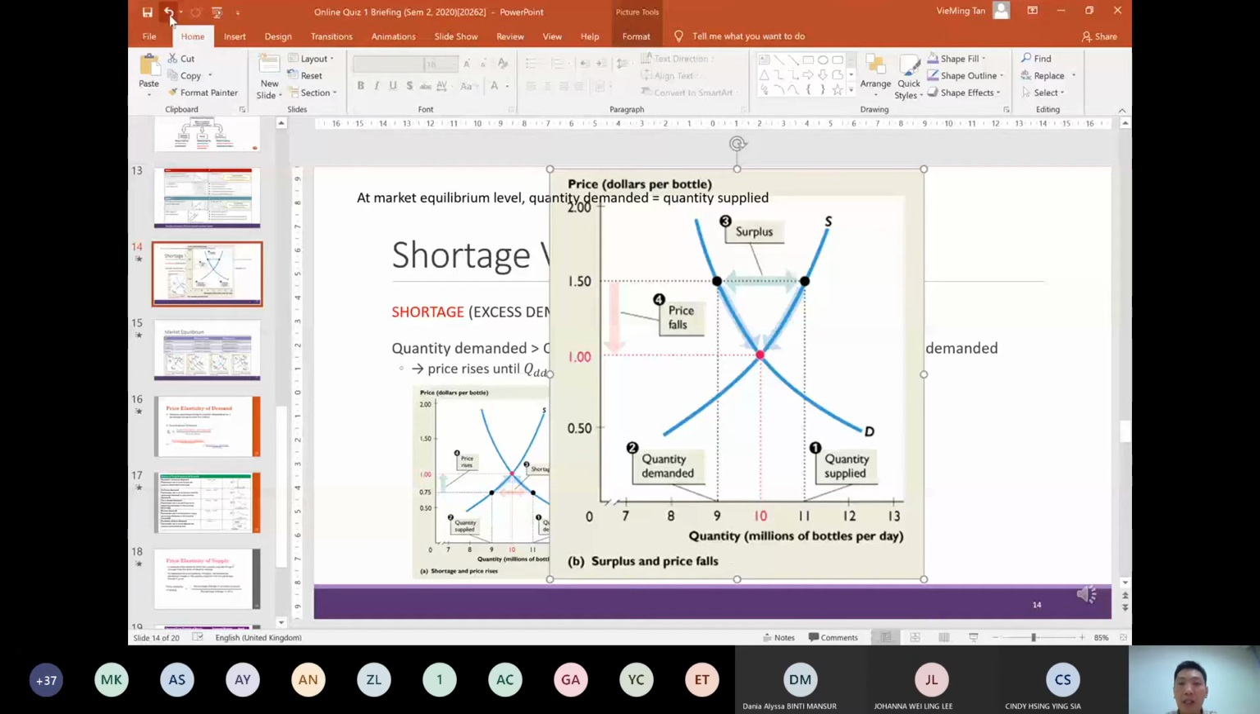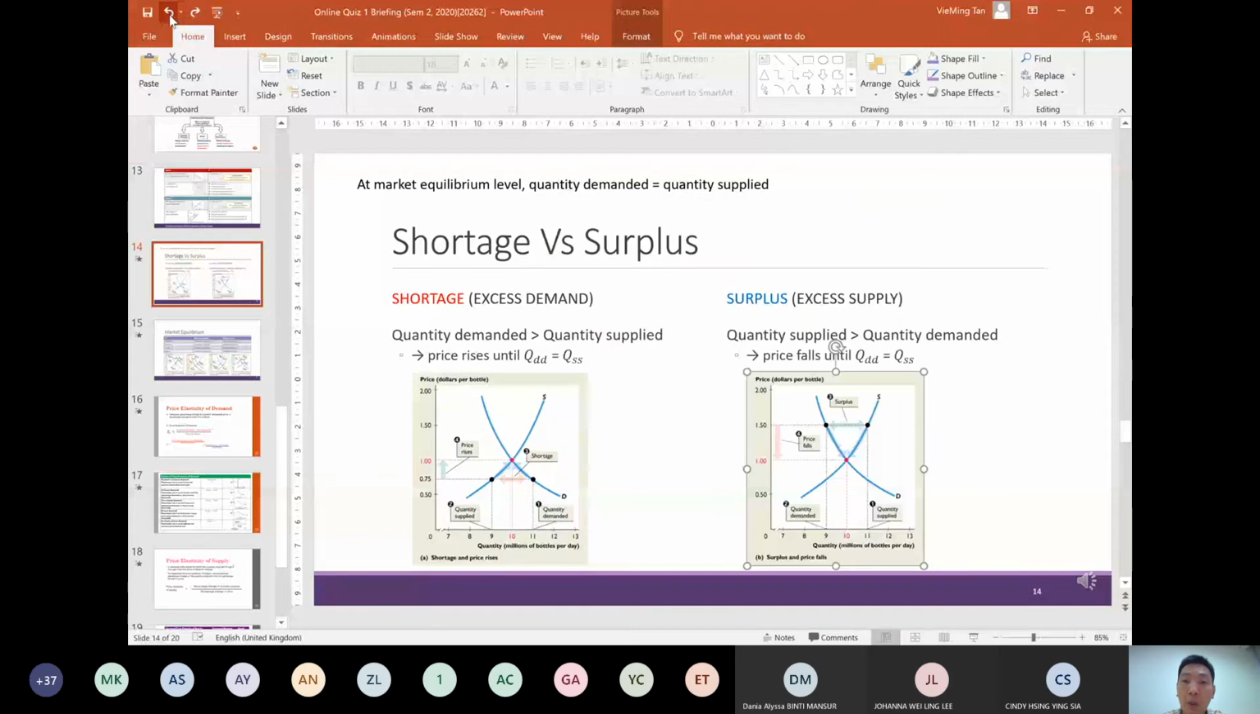For this slide, you have to understand the meaning of shortage and surplus, which have different meanings, and you must know when each happens. Shortage happens when there is excess demand, that means quantity demanded is more than quantity supplied. Surplus happens when there is more supply in the market. Okay, so far so good, quite easy.